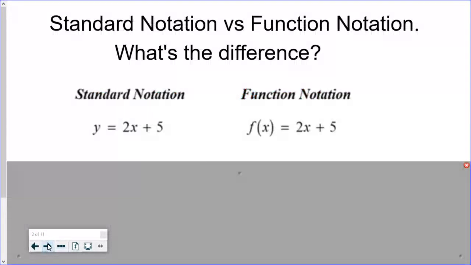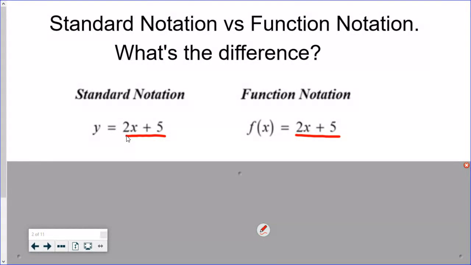Okay, so I just want to introduce you. We're going to be doing XY tables, but I just want to introduce that this could also be written as a function. Do you notice this is standard notation? This is how we're used to seeing things: y equals mx plus b. So the mx plus b, the 2x plus 5, is the same.